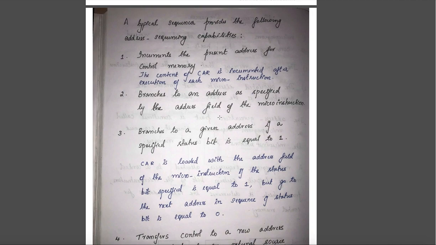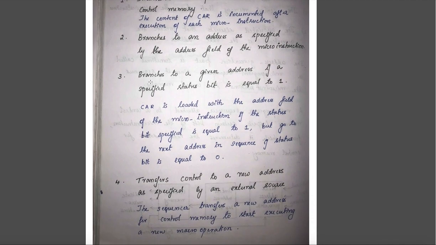So according to the micro program, if a branch is there, then it should be able to branch to that particular address location. That is the second capability required. Now the third capability required is it should branch to a given address if a specified status bit is equal to 1. So if a micro instruction specifies a branch, it should be able to branch, and also it should be able to branch based upon a status bit.